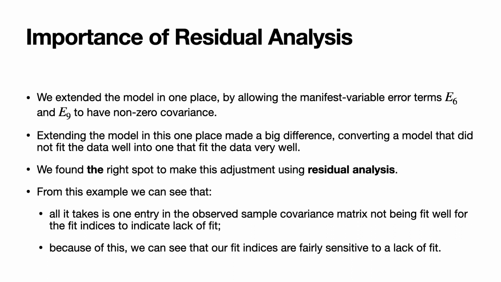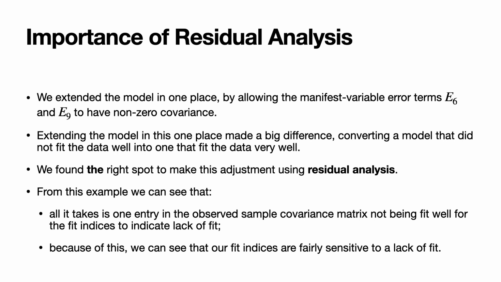Now let's think about the importance of residual analysis. We extended the model in one place by allowing the manifest variable error terms, E6 and E9, to have a non-zero covariance. Extending the model in this one place made a big difference, converting a model that did not fit the data well into one that fit the data very well. We found the right spot to make this adjustment using residual analysis.